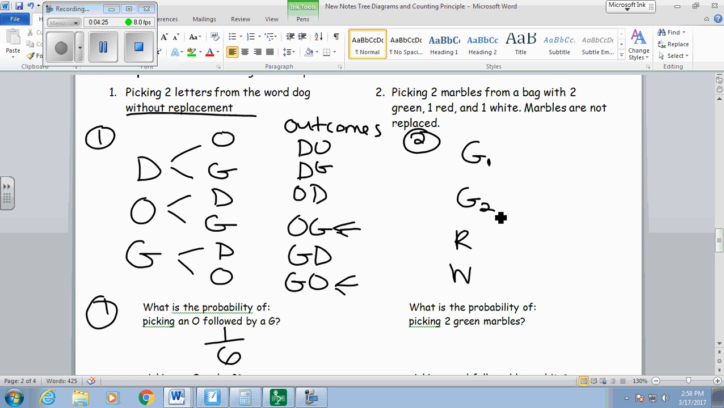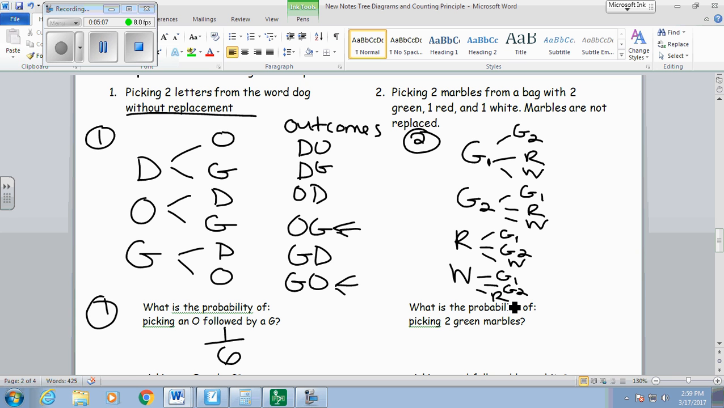So if I picked a green marble the first time, since there are 2 green marbles in the bag, I would be able to choose another green marble, but it would not be the first one, it would be G2. Then I would have the red one and the white one. If I picked a green marble the first time and it happened to be our G2 marble, I could pick G1, a red one, and a white one. Then if I pick a red marble, I could get G1, G2, or a white marble. And if I picked a white marble, I could get G1, G2, or a red one.